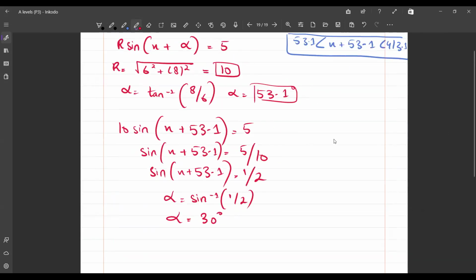Let me just draw it with a different color because it seems good. ASTC, and we know sine is positive in the first quadrant.